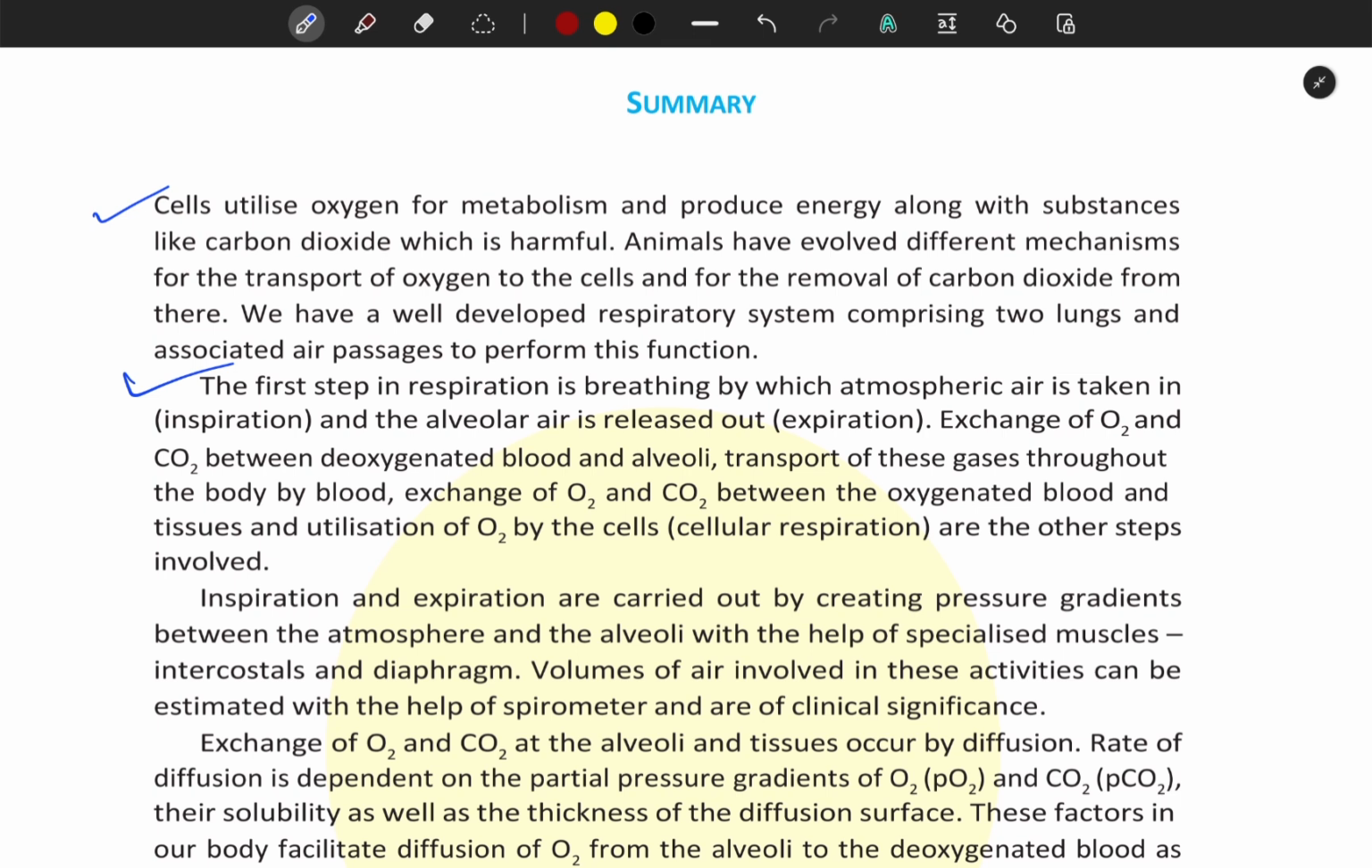Exchange of O2 and CO2 between deoxygenated blood and alveoli, transport of these gases throughout the body by blood, exchange of O2 and CO2 between the oxygenated blood and tissues, and utilization of O2 by the cells, that is cellular respiration, are the other steps involved. Inspiration and expiration are carried out by creating pressure gradients between the atmosphere and the alveoli with the help of specialized muscles, that is intercostals and diaphragm. Volumes of air involved in these activities can be estimated with the help of a spirometer and are of clinical significance.